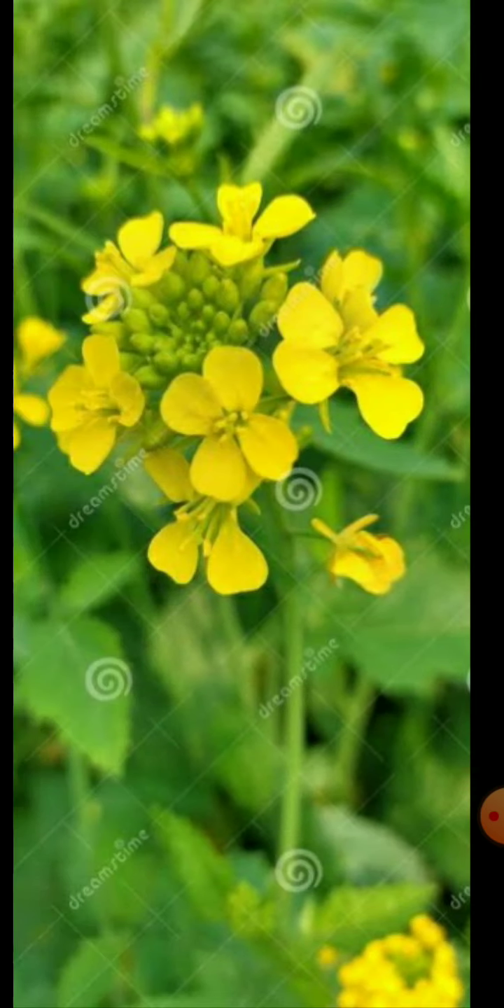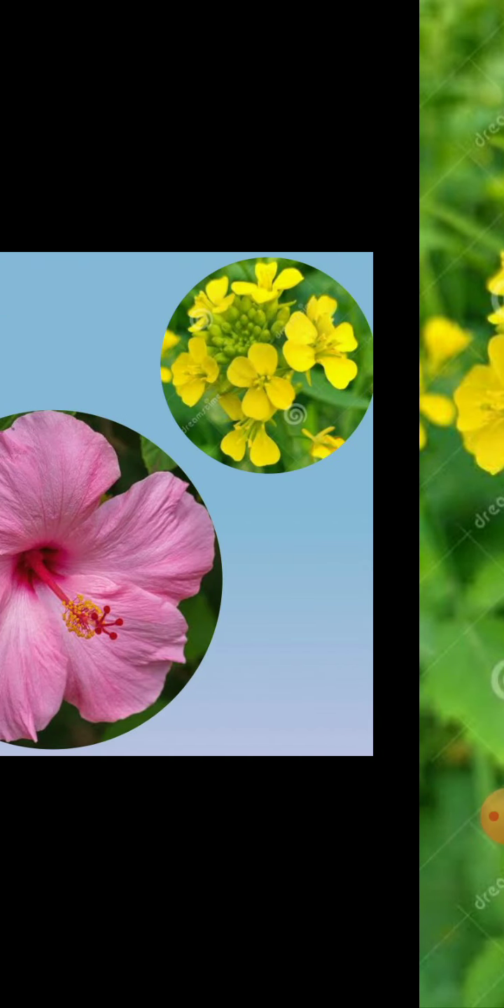And the examples are hibiscus flower and mustard flowers. So this hibiscus and mustard flowers have both stamen and pistil. That is why they are called bisexual flowers.